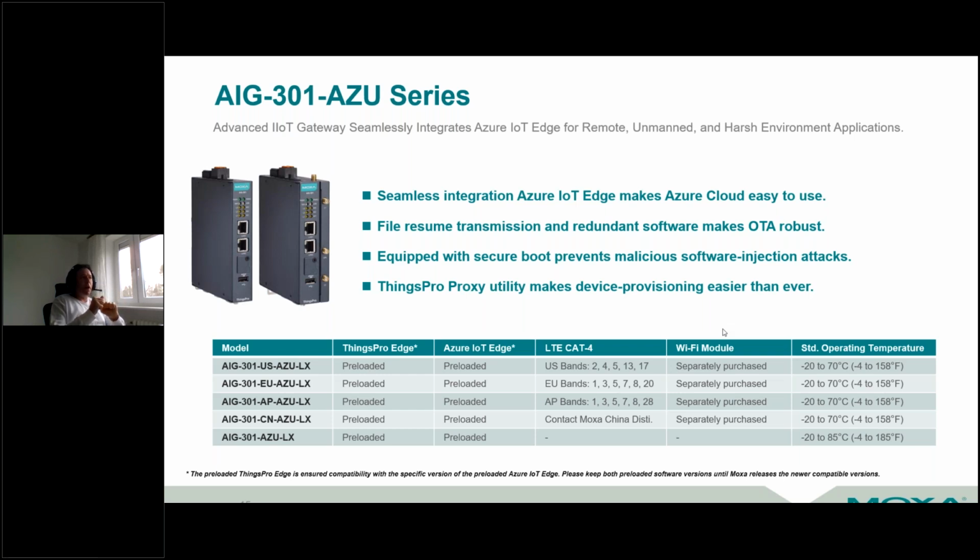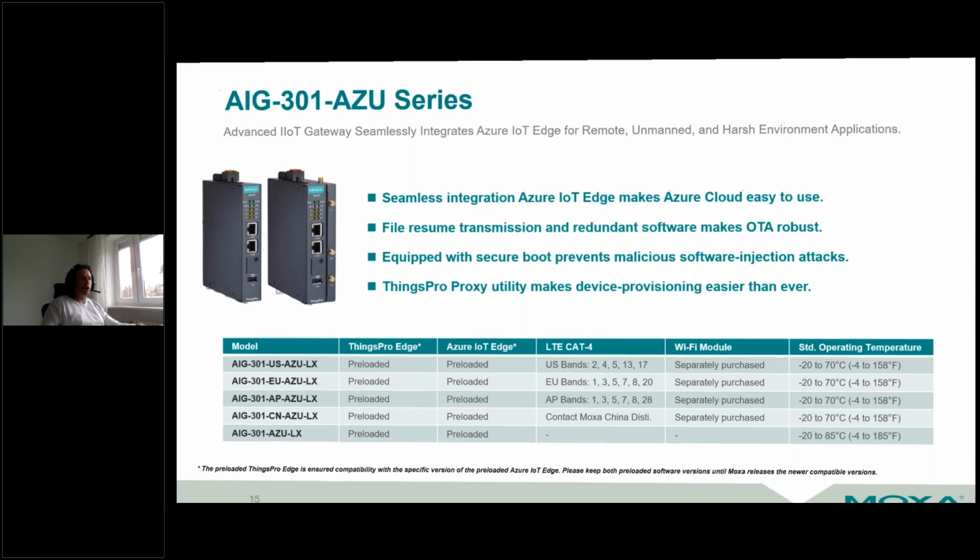The difference in hardware between the AIG-301 and UC-8200 series is that this has more memory, 16 GB eMMC, compared to the UC-8200, which has 8, which of course enables more data to be stored, and it comes with already pre-installed software from Moxa, Things Pro Edge with Azure IoT Edge.